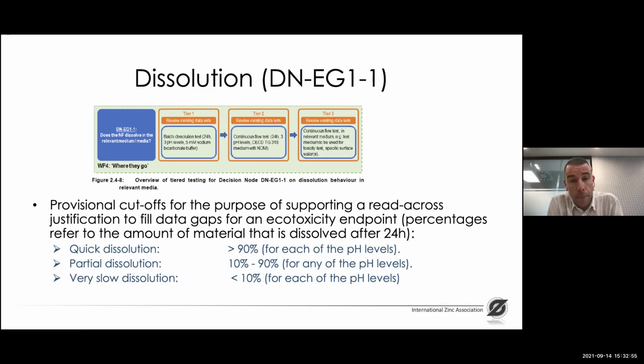So the first decision note is on dissolution, and there are several tiers of data that you can provide there. The first tier is batch dissolution tests, 24 hours. In higher tiers, it goes to continuous flows in standard media or in specific test media. In the guidance, some provisional cutoff levels have been reported for read across. Quick dissolution is defined as more than 90% dissolution for each of the pH levels. Very slow is less than 10%, and all the rest is intermediate.